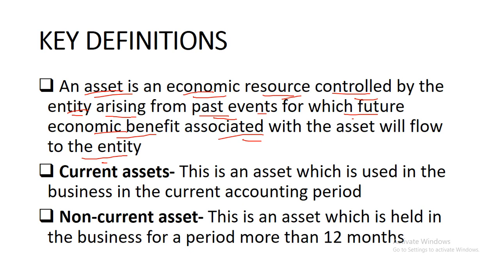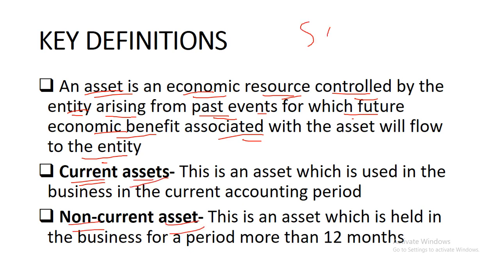But at the same time, we expect future economic benefit associated with that particular asset to flow to the entity. So in simpler terms, we're going to earn some money from employing that particular asset over the course of a period of time. So assets can be classified into two: non-current assets as well as current assets.